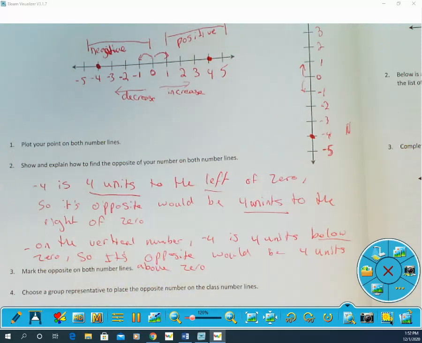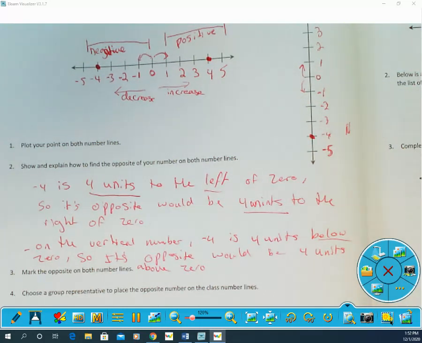So if it's on a horizontal number line, you're either going to go to the left or to the right of 0. And if it is on a vertical number line, you're either going above or below 0. I marked the opposite on both number lines.